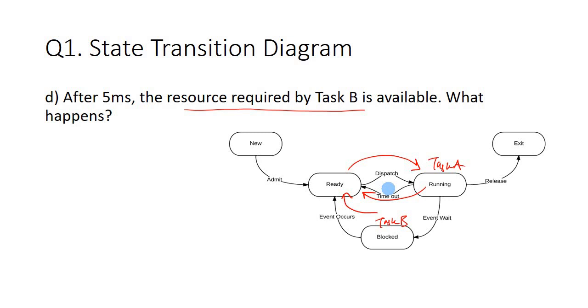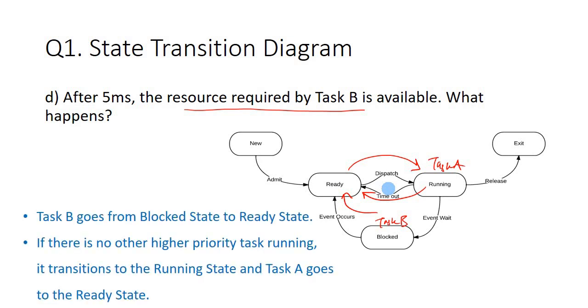So this is the sequence of things that will happen. Task B will go to ready because the resource is now available. Once it is in the ready queue, the scheduler will come in and see that task B is higher priority than task A, so it needs to switch task B to running. Task A was running, so it will now go to the ready state.